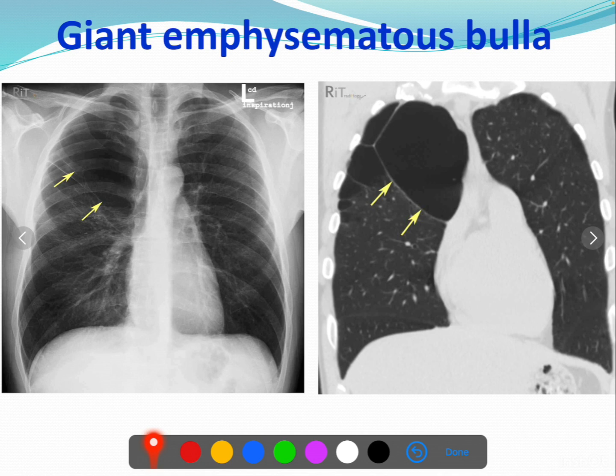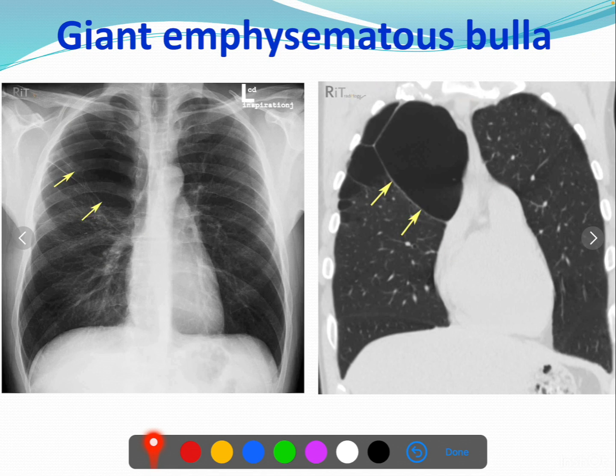So yeah, we can see here this is the giant emphysematous bulla. This is not a pneumothorax, as we have already discussed. Pneumothorax usually is in the apical and lateral side. Very very important. This is not in the apical lateral; this is in the apicomedial side. Very very important. And this is not tapering, and this is a very rounded shape.